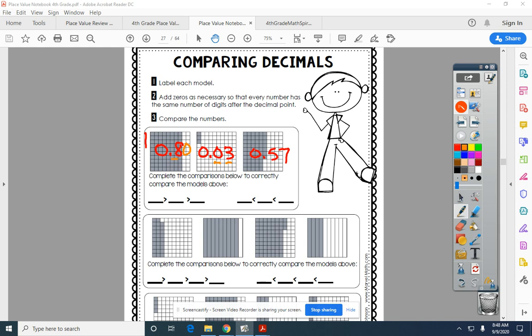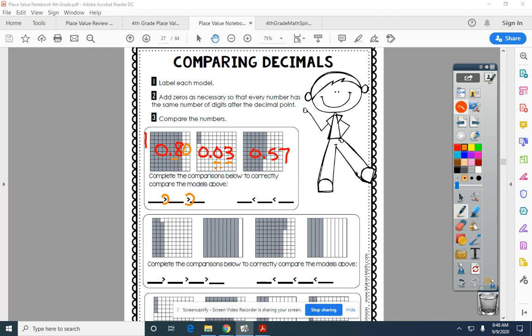The first one's 80 cents. This one's 3 cents. This is 57 cents, right? Now it's easier for me to put it in order if I think of it that way. My symbols right here are showing me greatest to least or least to greatest? Greatest to least, because we're always going to have Pac-Man eat the largest number, right? So what's the greatest amount up here? 80 cents, 3 cents, 57 cents.